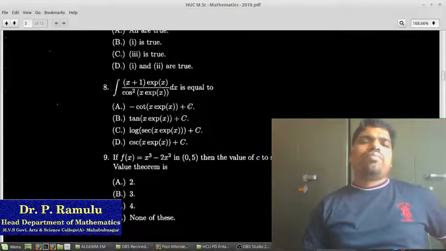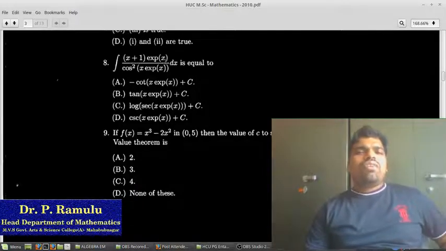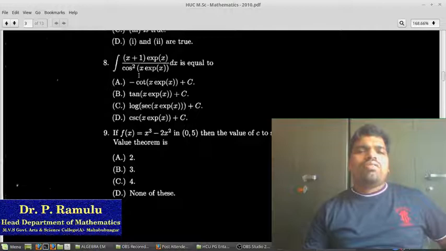Okay, like that. 8.1. Integration of (x plus 1) e power x by cos square x, e power x dx. Find the value of this integral, which is equal to dash.